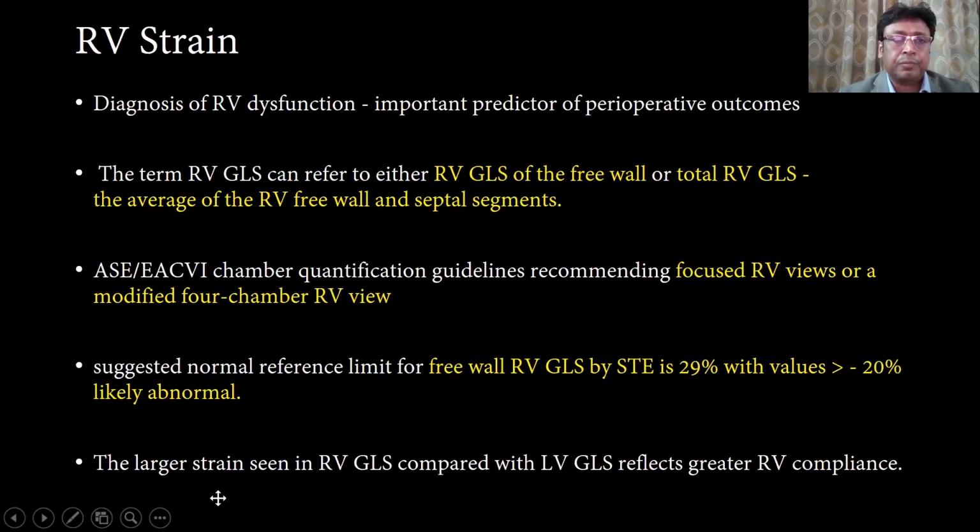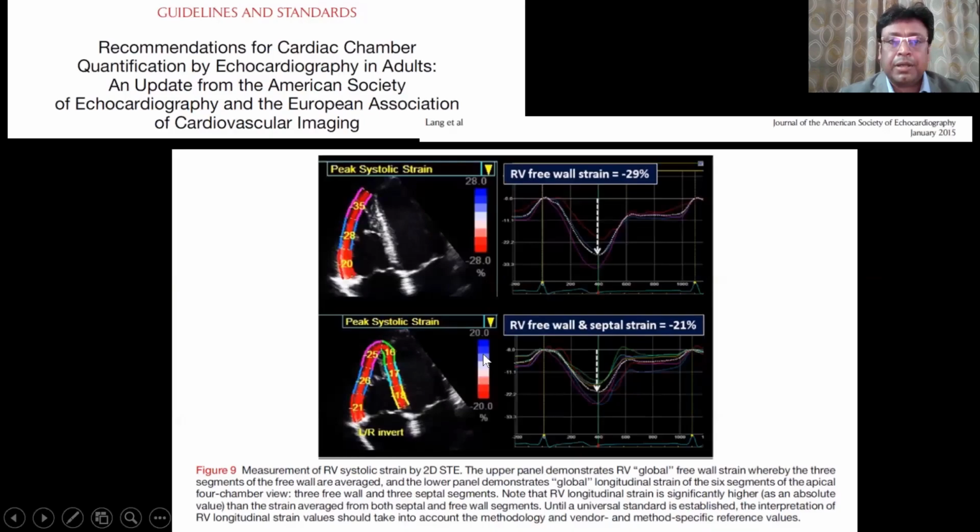So coming to RV strain, if you want a number for normal global longitudinal strain for the RV, it is minus 29%. The range is between minus 21 to minus 29%. And there are 2 methods of doing it. One is the free wall. The other one is calculating the entire RV: the free wall, apex, as well as the septum.